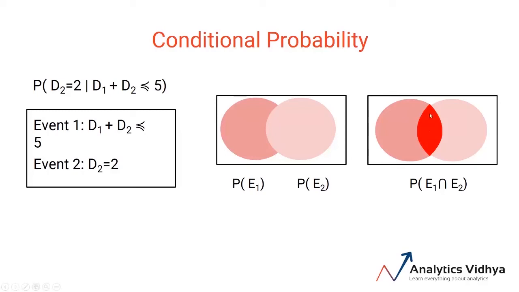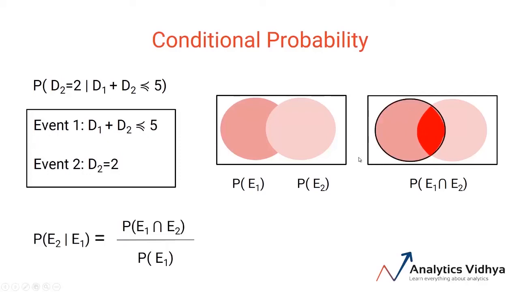Now what this part represents is the probability of getting 2 on the second dice when the condition 1 is satisfied. So this part represents the favorable outcome, while this part here represents the total possible outcomes when the condition 1 is satisfied. So we can write the formula for conditional probability in the following manner, where we calculate the probability of E1 intersection E2 and divide it by the probability of E1. Let's use this formula on our example.